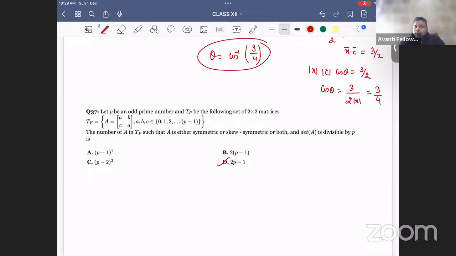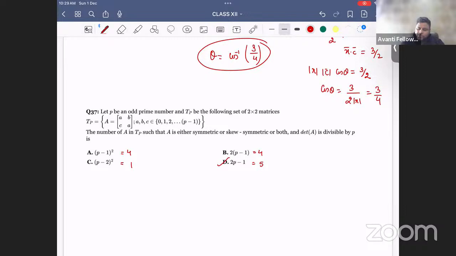But calculating this question thoroughly is a little bit of a difficult idea. Better you assume a value of P. See, they are saying P is an odd prime number. If I take P as 3, this option is going to be what? 4. This option is going to be what? 4. This option is going to be 1. And this option is going to be 5. So only two options are matching, 4 and 4. Rest two are 1 and 5.